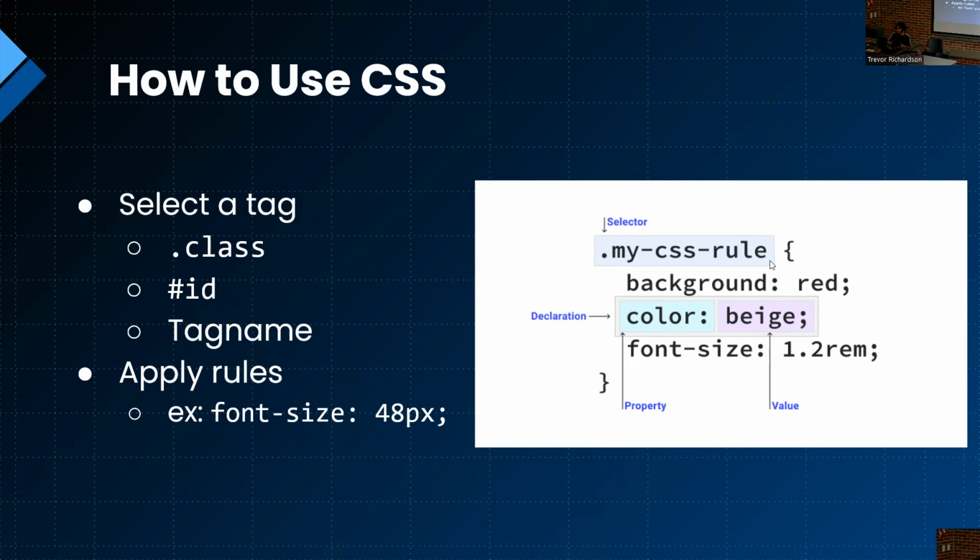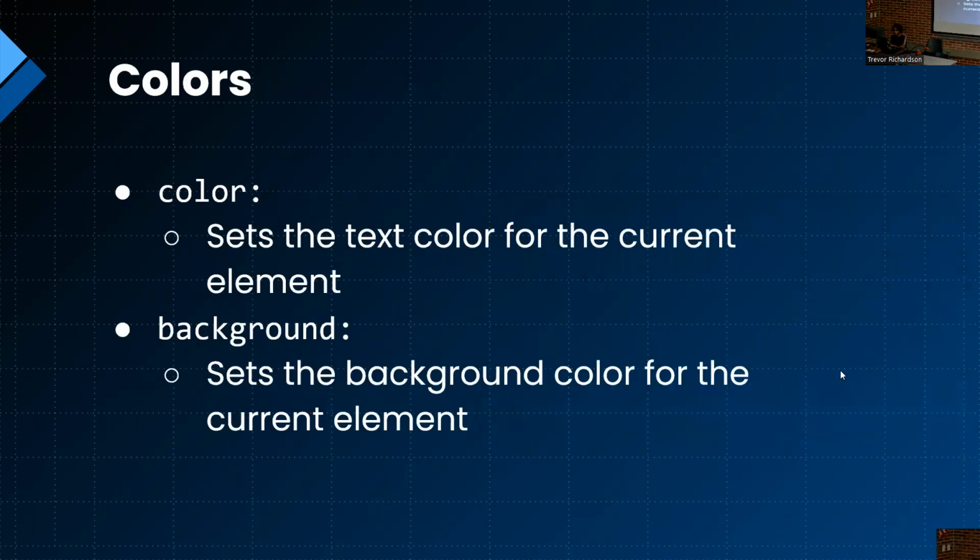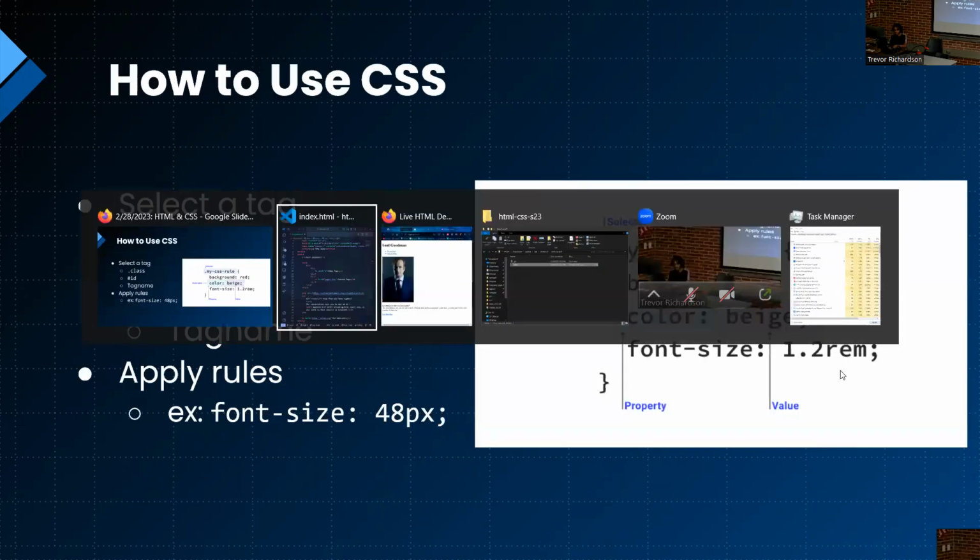Once you have that name, which is called a selector by the way, you're going to open up some brackets and then list all the rules that you want right here. So in this example, we have a rule that would turn our page's background red, the color beige, and then set font size. So let's go ahead and get some actual examples of what that looks like.